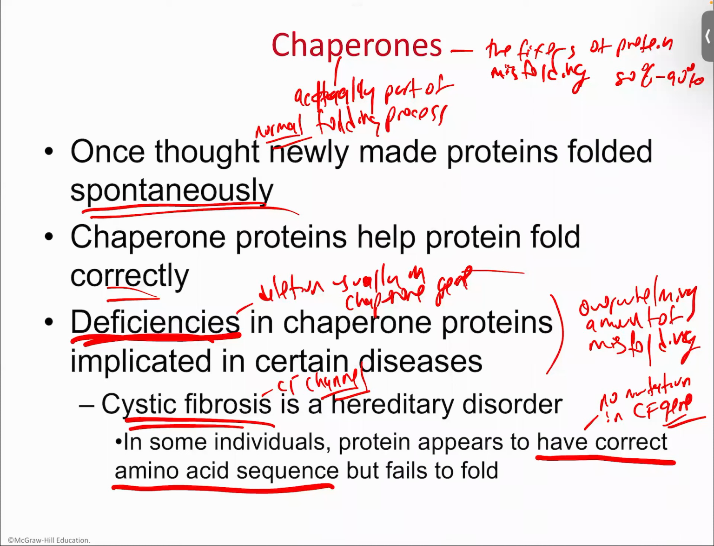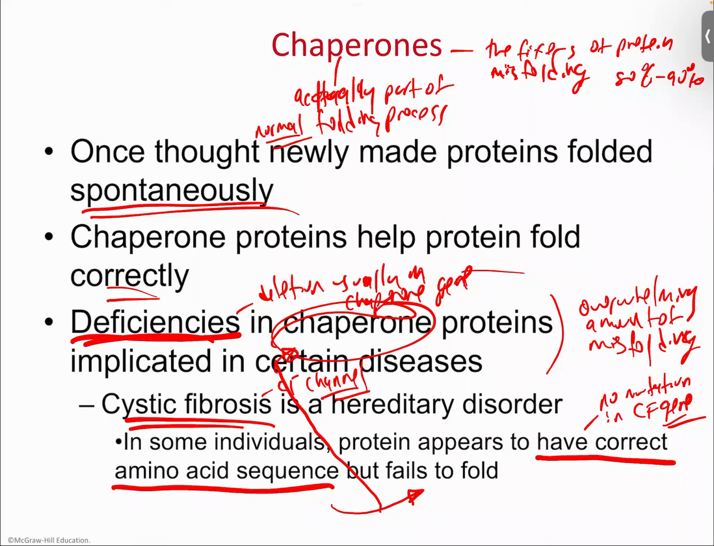So this is interesting, right? Because they noticed that according to the genetics, there's not a CF gene mutation here. So this should be working fine, right? But what they actually found out was it wasn't the CF gene itself, but the CF gene product actually failed to fold. Why? Because of your chaperone. The mutation was in a chaperone that was critical for the folding of the chloride channel. You lose your chaperone, you lose your chloride channel.